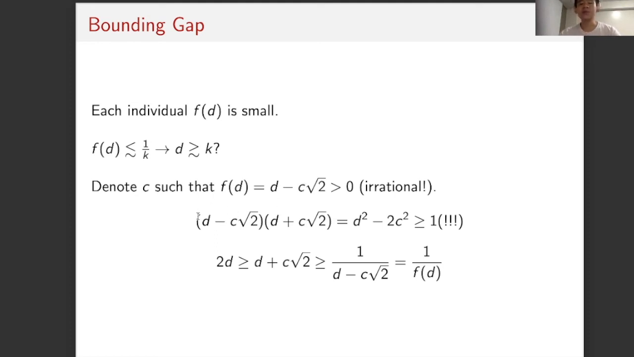And once we consider this factorization, we see that d squared minus 2c squared has to be at least 1. Why? Because this is greater than 0, and this one is also greater than 0, and both d squared and 2c squared are integers. So if we rearrange this whole thing, we get that 2d is greater or equal to 1 divided by f of d. Well, this one is because d is greater than c square root 2. I mean, greater or equal to.